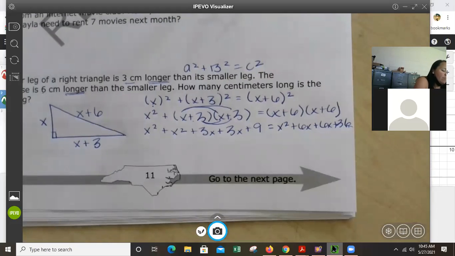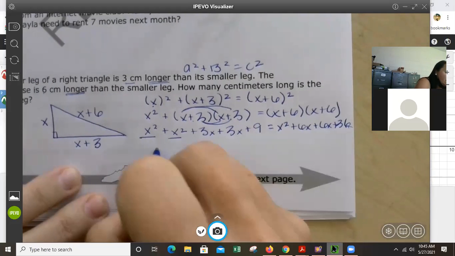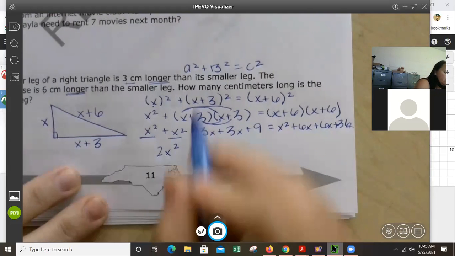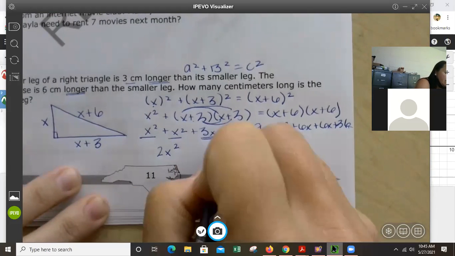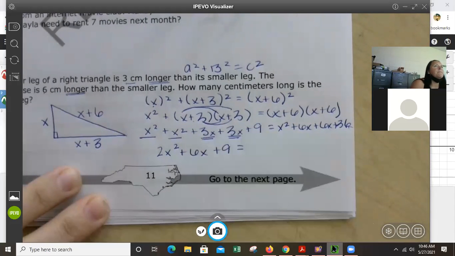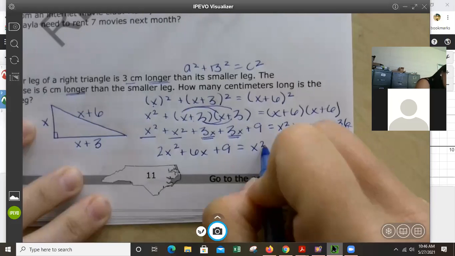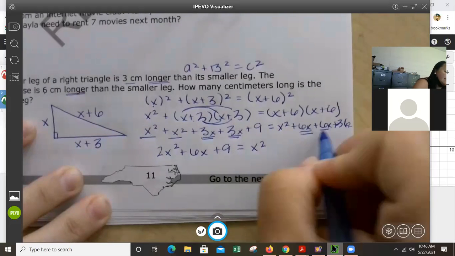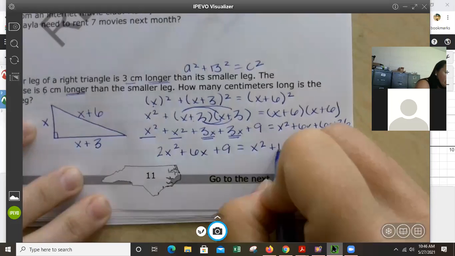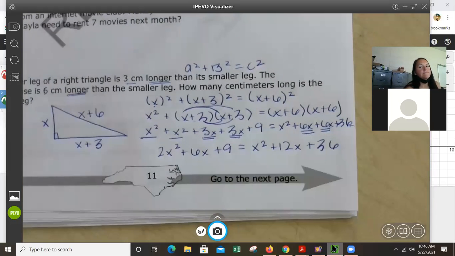All right, clean it up. I have X squared plus X squared is 2X squared. 3X plus 3X is 6X. And then I have a plus 9. On the other side, I have 1X squared. A 6X plus 6X is 12X. And a 36.